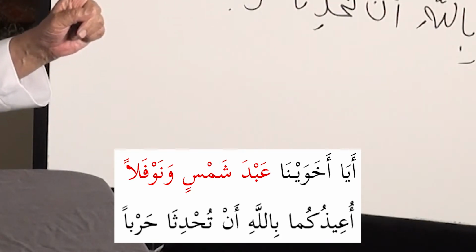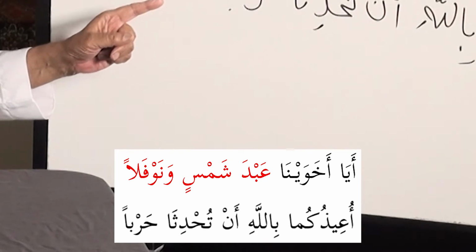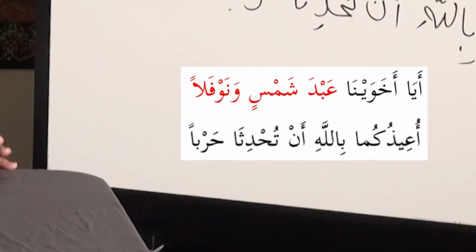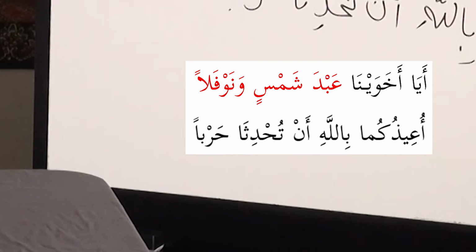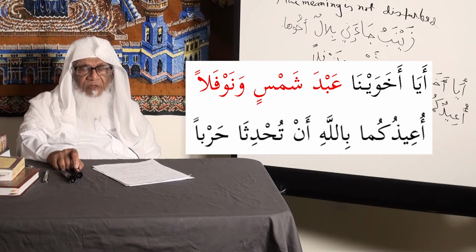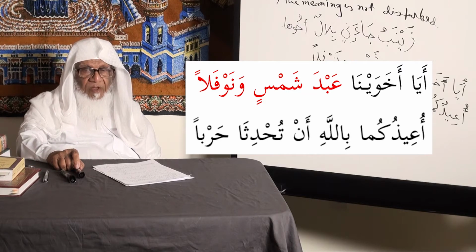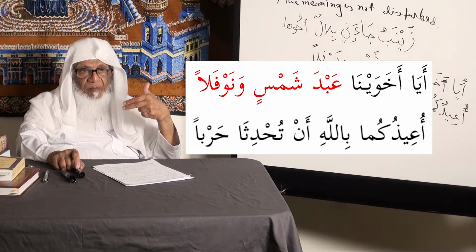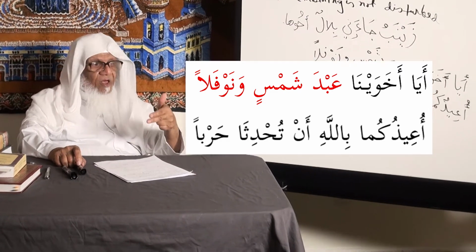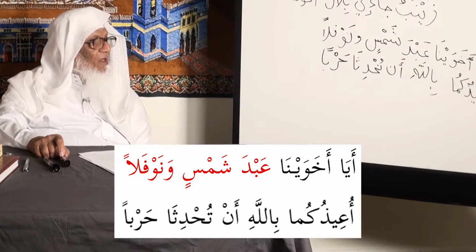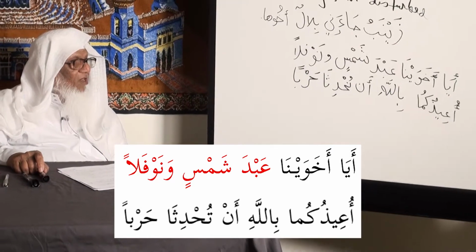But because it is atf bayan of akhawayna, this is possible here. Aya akhawayna abda shamsin wa nawfala. Oh, our two brothers Abda Shams and Nawfal. U'idhukuma billahi. A'adha ya'udhu, a'udhu billahi min ash-shaytan al-rajim. A'adha ya'udhu, to take refuge, to take protection. And Bab Af'ala is a'adhahu, he committed someone to Allah's protection. A'adhahu yu'idhu, Af'ala yu'idhu, aqama yuqimu. U'idhukuma, I commit both of you to Allah's protection.